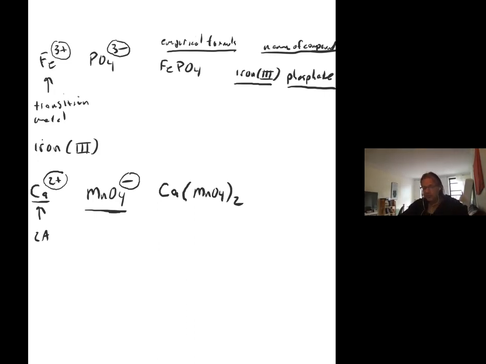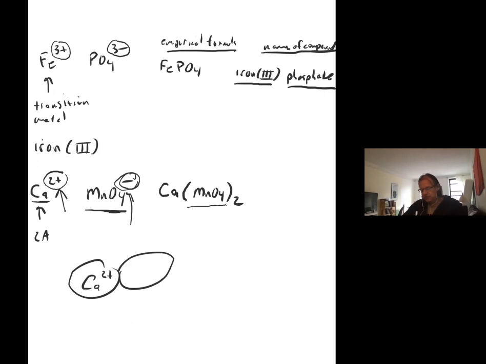Why do we need 2? Because if you've got +2, you need -2, but you can't change this number. You just change how many you have. It's going to be essentially calcium with 2 of these anions.